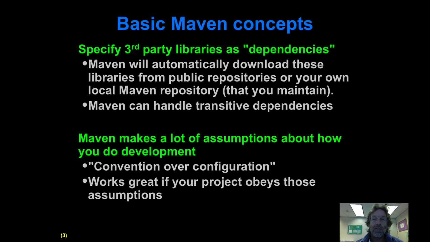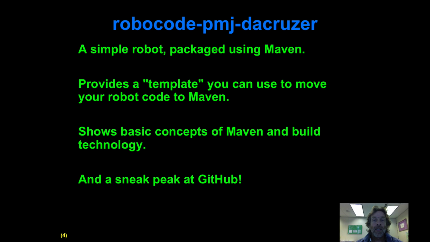And then, as I said before, Maven really is into this idea of convention over configuration. When it works, it works great. When it doesn't work, it kind of fails catastrophically. But hopefully it'll be just fine for us. So what I've done is created this little package called Robocode PMJ to Cruiser. The actual robot doesn't do anything of much interest, but it has a few example test cases and a very simple robot definition, which enable you to see how to run test cases and do that kind of stuff.